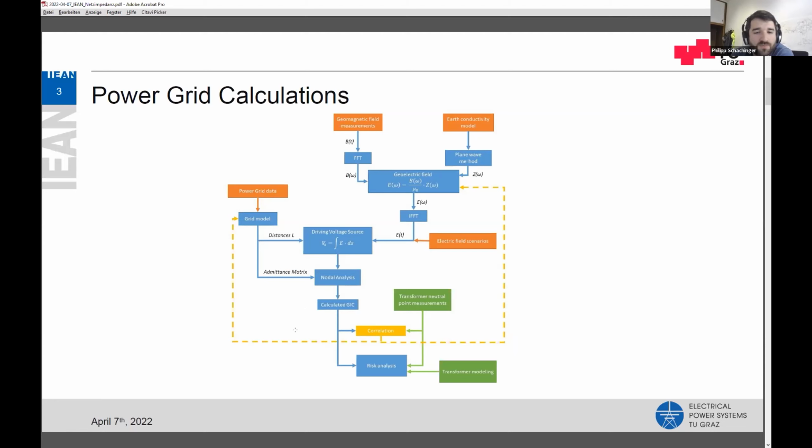Which is then combined with transformer models. And we can estimate the impact of those GSEs on transformers and calculate, for example, reactive power consumption or harmonic distortion.